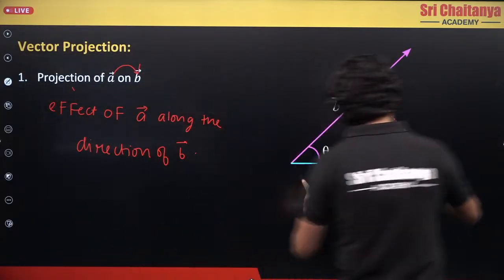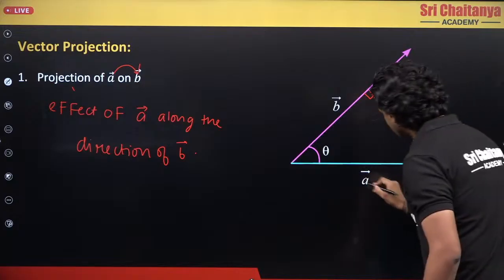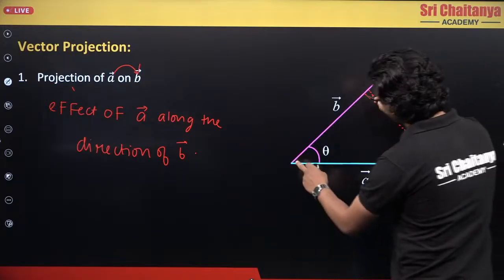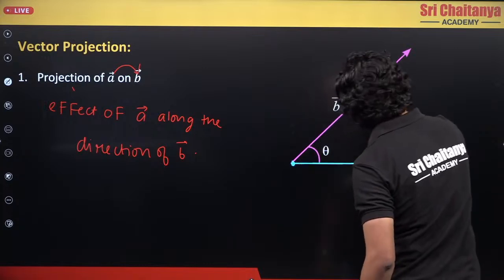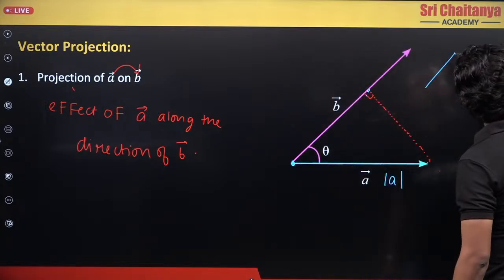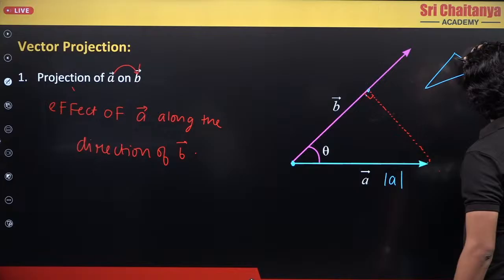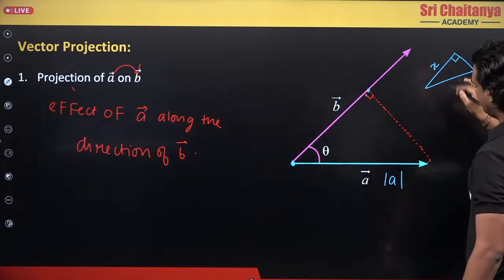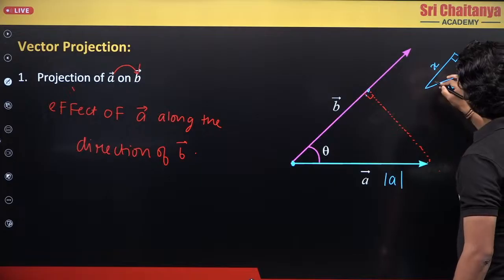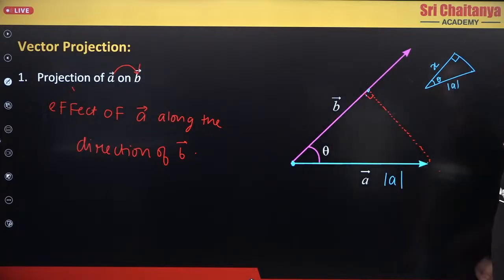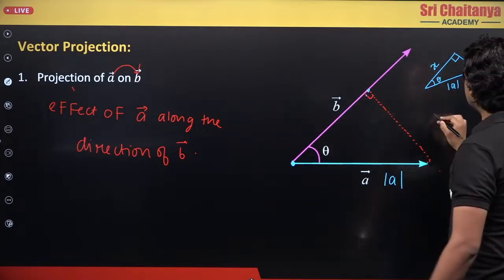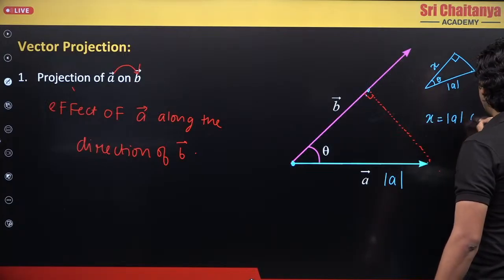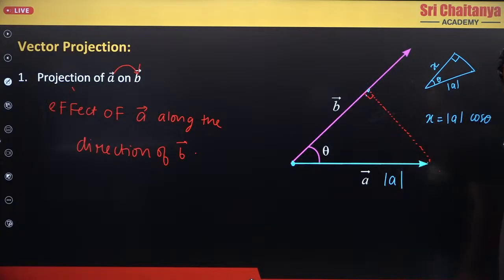In this triangle, the hypotenuse has magnitude mod A. Let's draw a small triangle. This angle is 90 degrees, this length is some value x, this side is magnitude A, and the angle is theta. So this length x will be equal to mod A into cos theta.